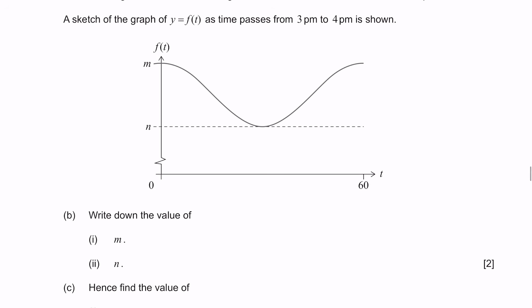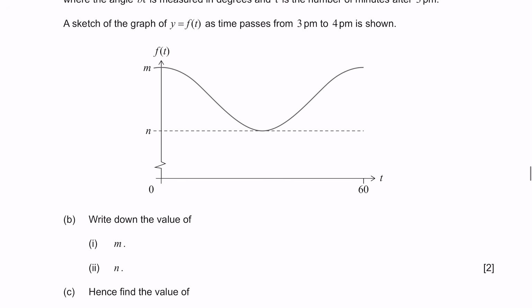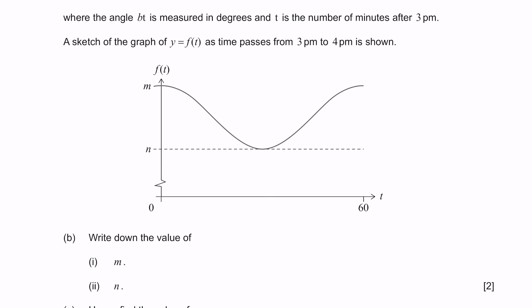All right, part B. Write down the value of m, and then part 2 of this is write down the value of n. So let's go ahead and look at what these values are. So right here, m and n. M is the highest point that this minute hand reaches above the ground, and n, again being the output of this function, would be the lowest point above the ground.